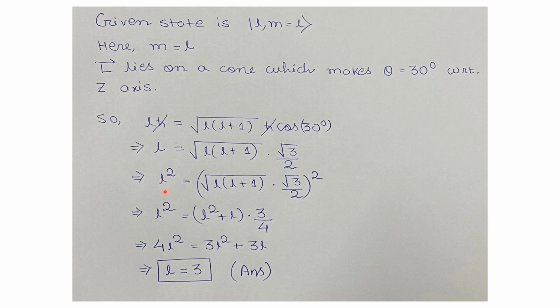Now we'll square both the side, so we'll get l² = l(l+1) times (√3/2)². So l² = (l² + l) times 3/4. Hence we will get 4l² = 3l² + 3l, and from here we can get l = 3. So this is our answer.